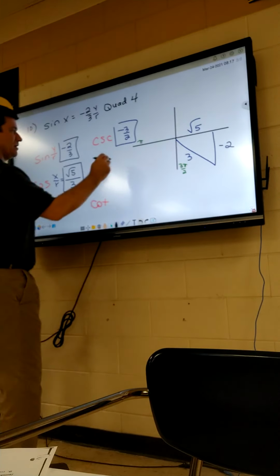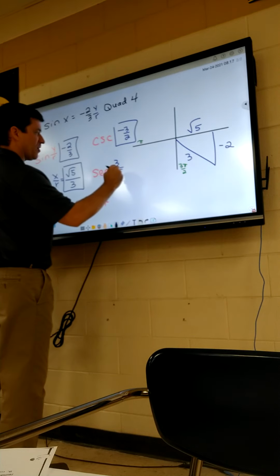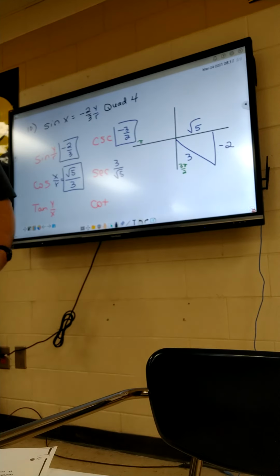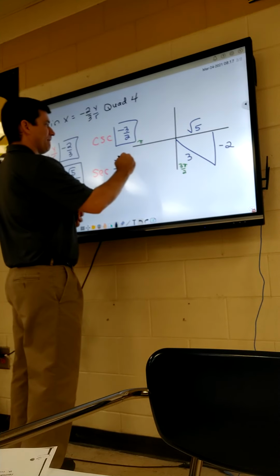Now, when I flip it, I got 3 over root 5. LeVar, can I leave that answer? Nope. So plug that in the calculator, and it'll show you what to change it to. We got 3 on top over root 5. 3 root 5 over 5.